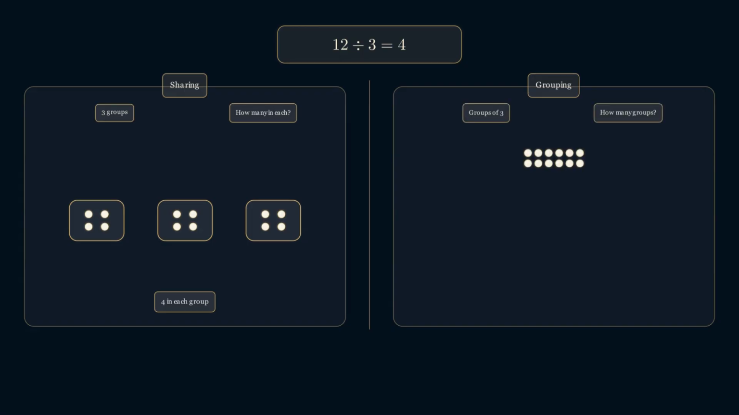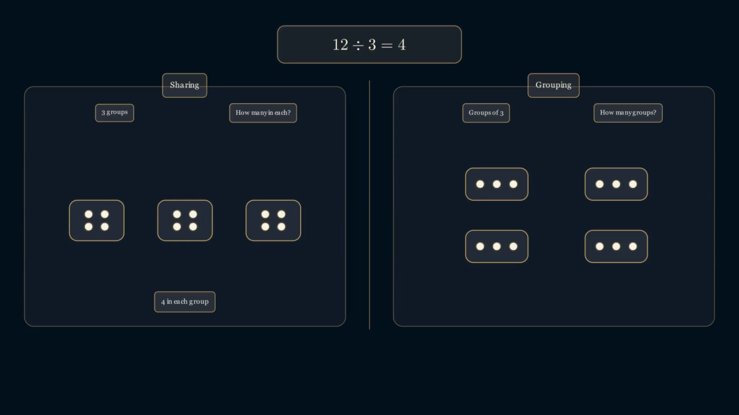On the grouping side, the 3 means groups of 3. We make equal groups of size 3 until all 12 counters are used. The answer 4 means 4 groups. The same calculation can answer a different kind of question. Always ask what the divisor represents. Does it tell us the number of groups or the size of each group?